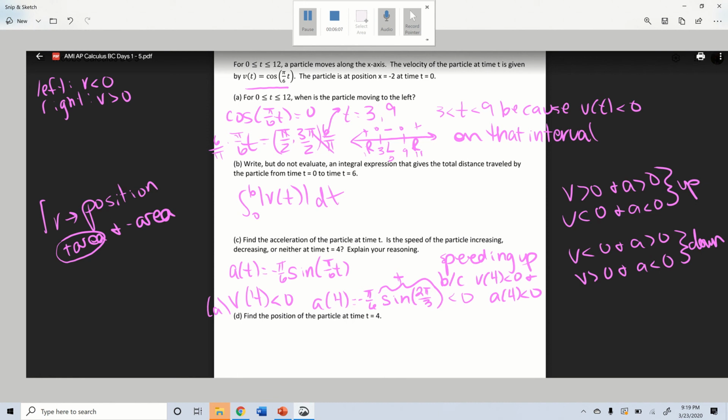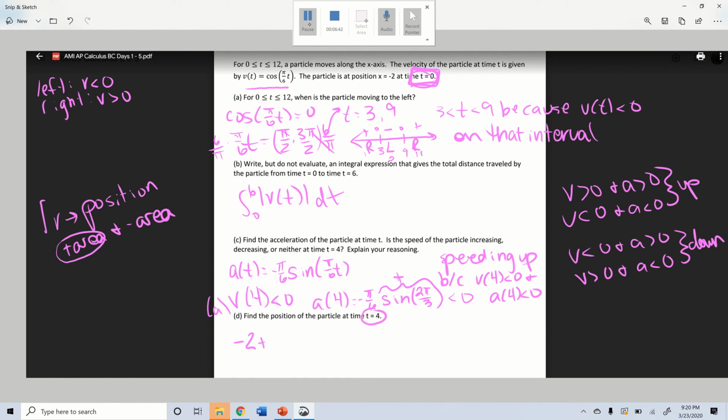Okay, last thing, part D. We want to find the position of the particle at t equals 4. So we know the position of the particle at t equals 0. So this is similar to something that we did with vectors. We know the position at a smaller point. We need to know the position at a bigger point. So that means we're going to take the initial condition we know, which is x is equal to negative 2.